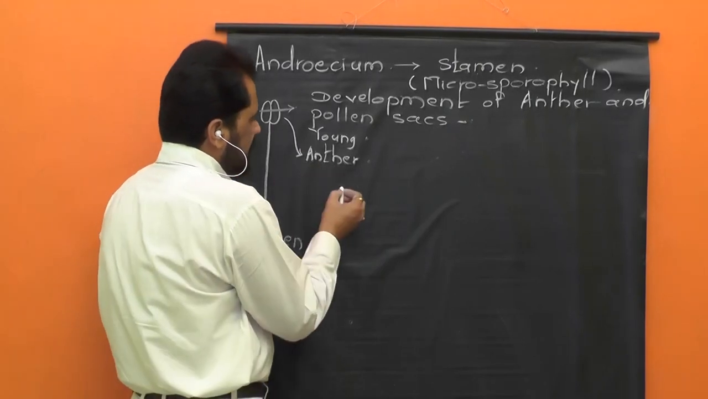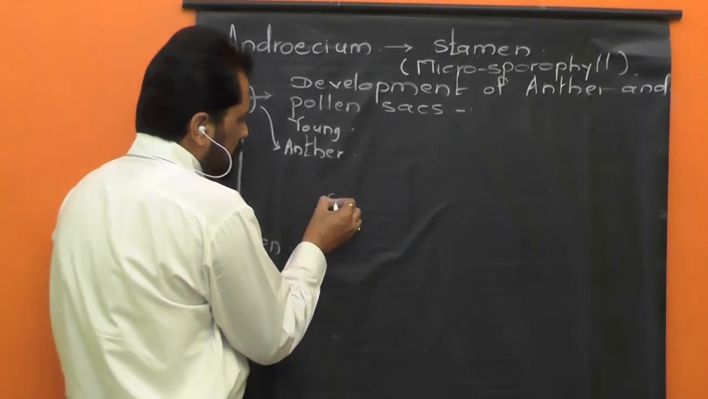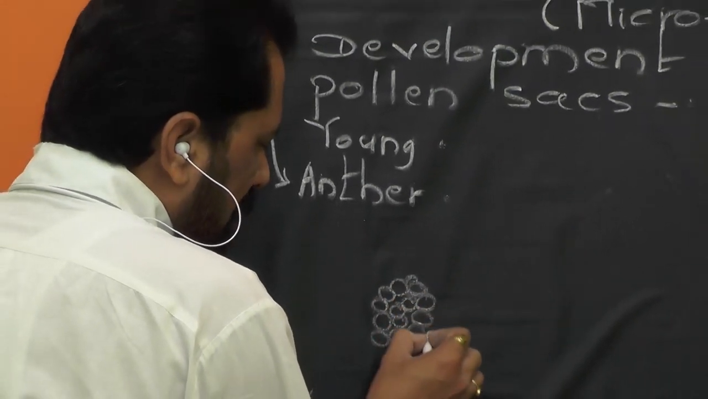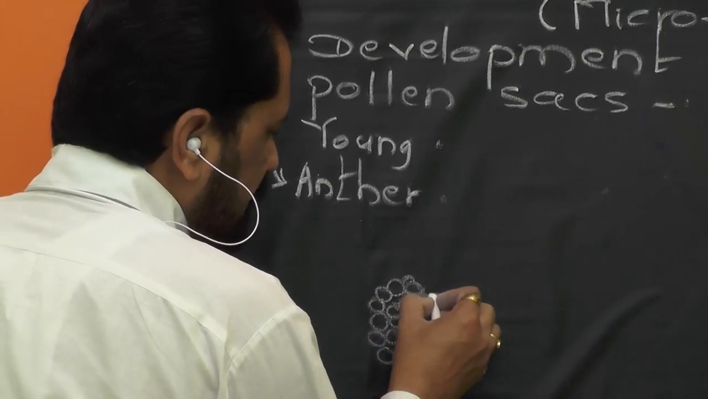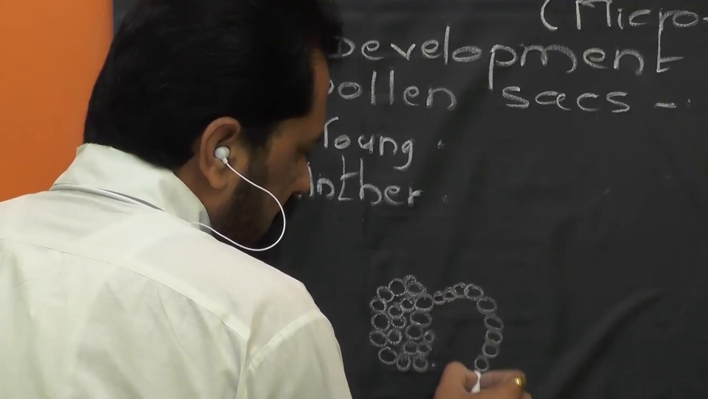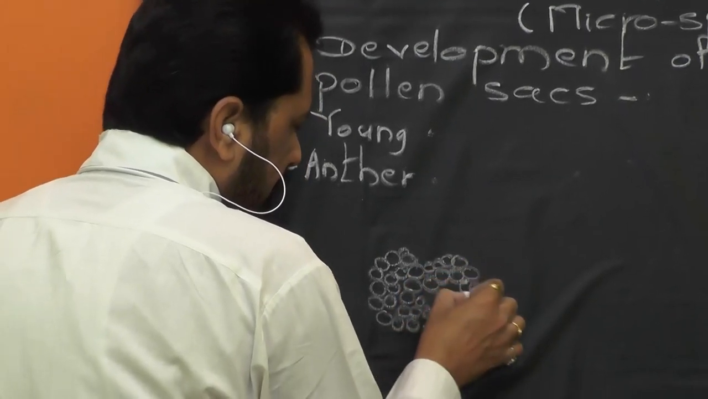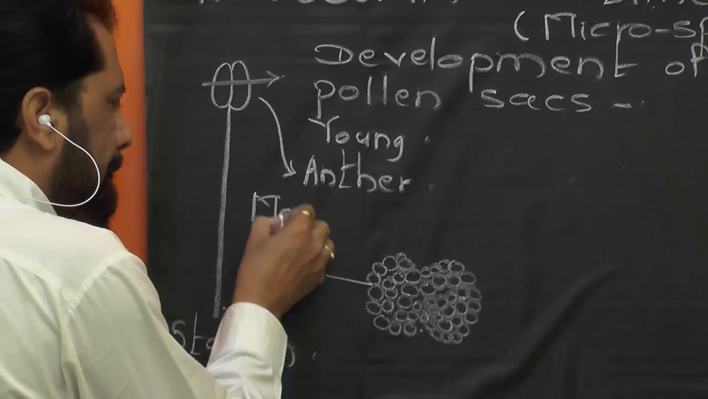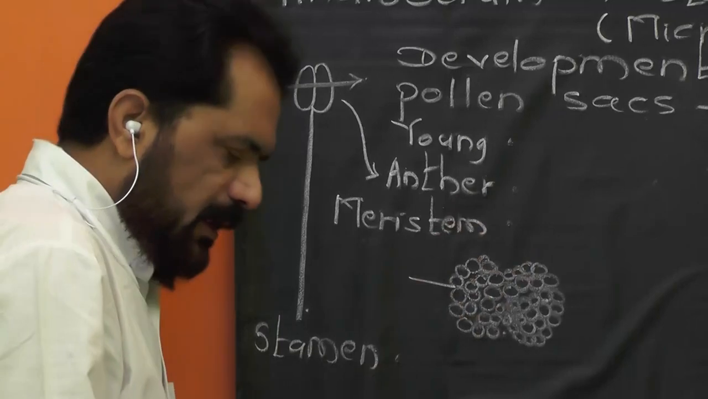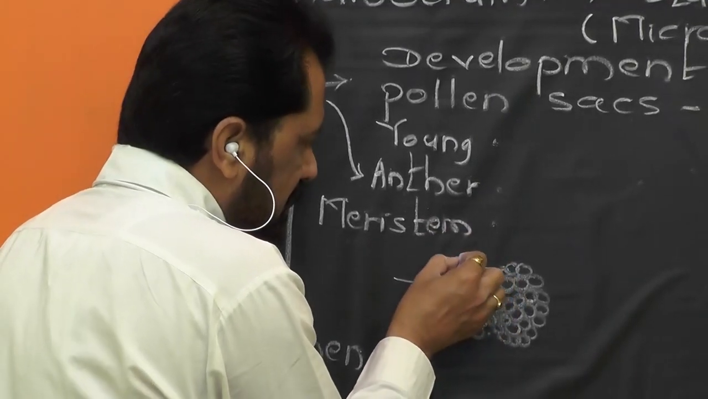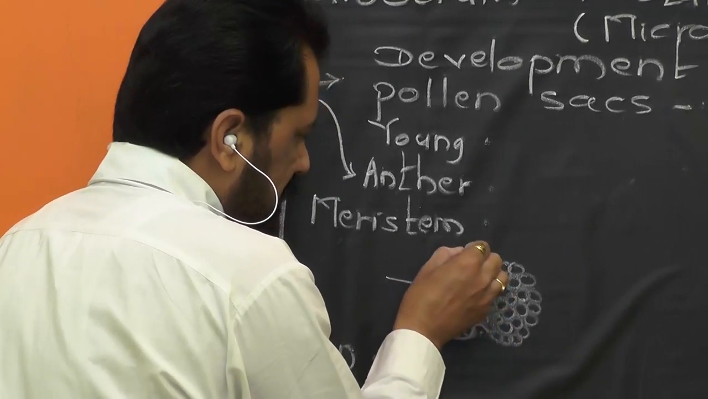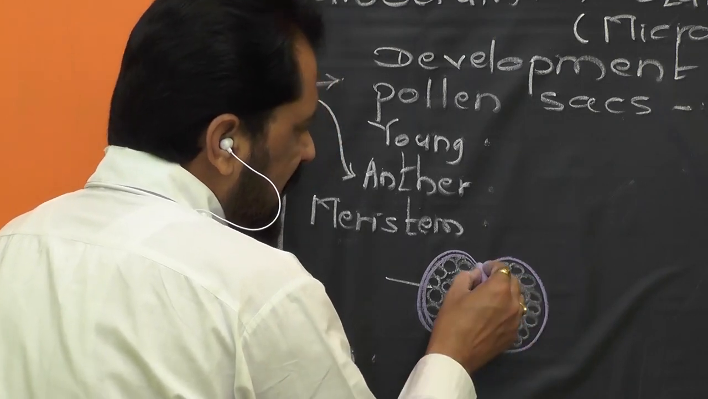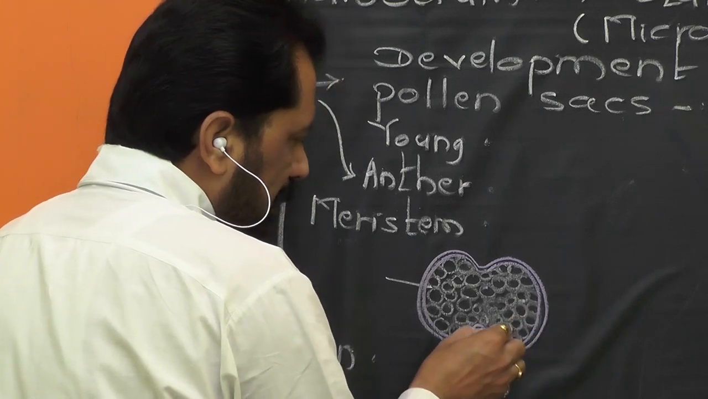Now in TS it appears somewhat like this. Now look, suppose with the help of white chalk, I am going to show the cells of meristematic tissue. Just consider, these are supposed to be the cells of meristematic tissue. And as I said, this group of meristematic tissue is surrounded by epidermis. Here I am going to show the epidermis. Just look, here is supposed to be the epidermis. This is supposed to be the TS, transverse section of a young or immature anther.